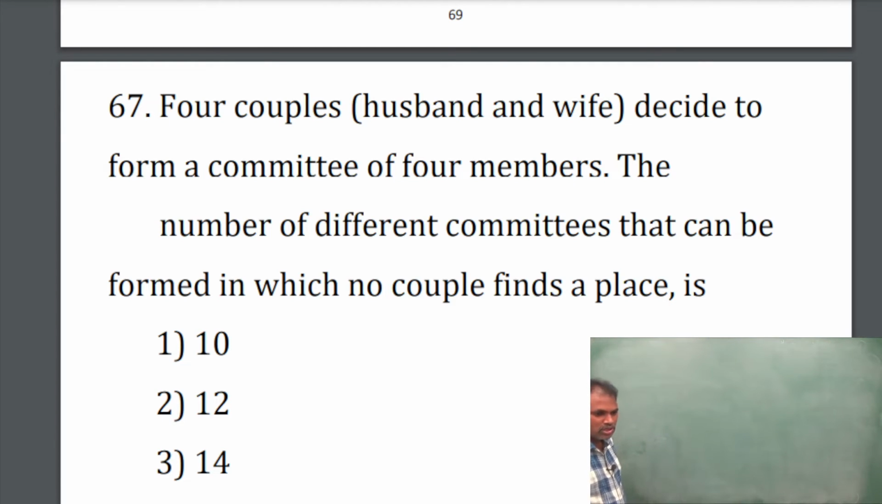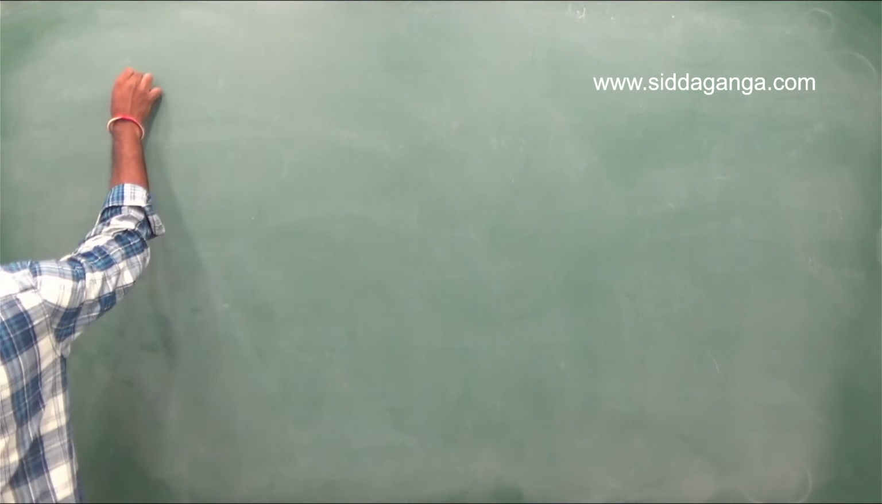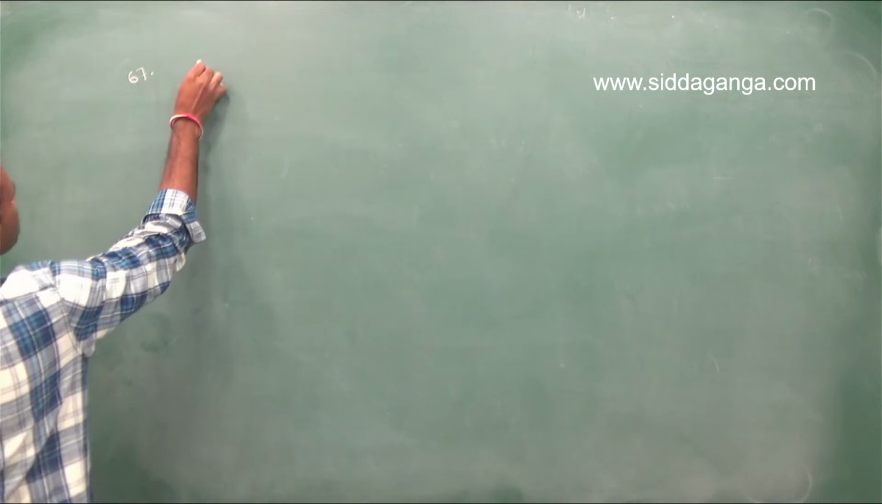4 couples, husband and wife, decided to form a committee of 4 members. The number of different committees that can be formed in which no couple finds a place is... Now here, a total of 4 couples are there.